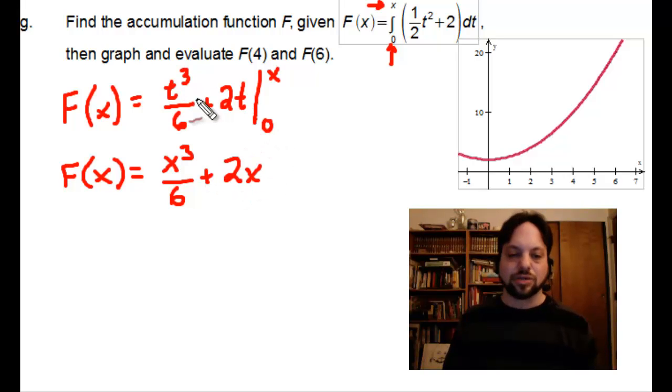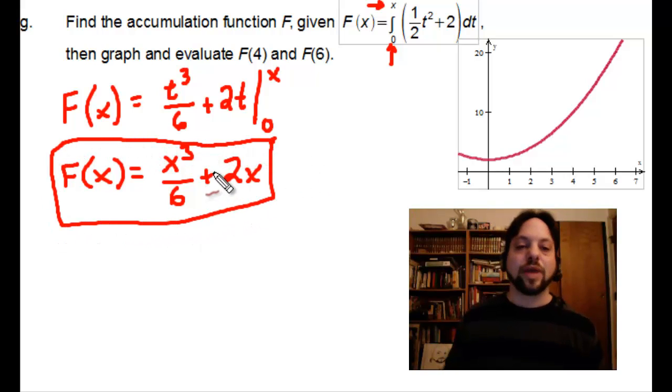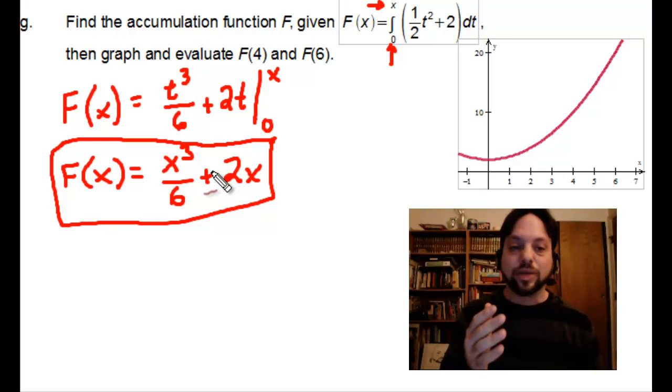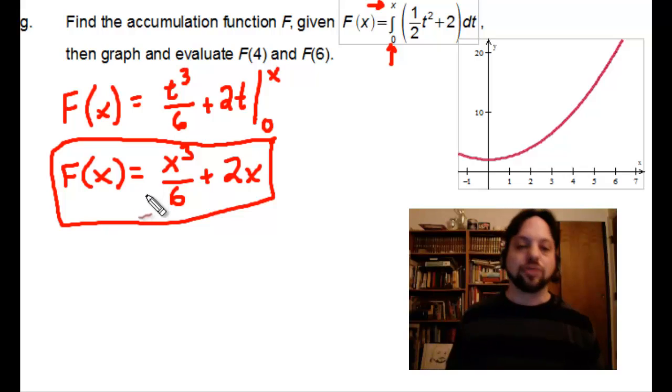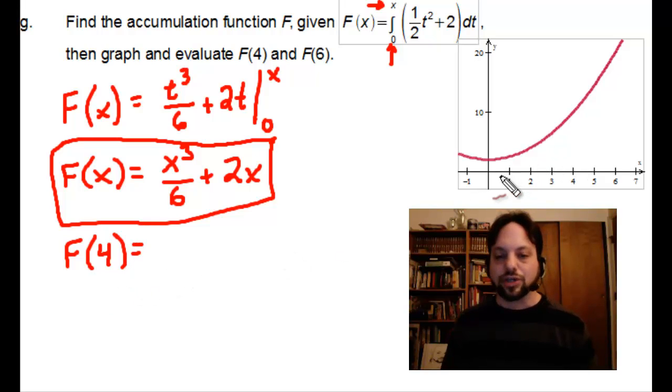When I plug in the zeros, they both won't equal anything, so I can just leave it as this. Now, this will evaluate the area of any region here that begins at 0 and proceeds up to the value of x. So if we want to find capital F of 4, let's first draw what that region looks like. It's going to start at 0 and go up to 4, which is right here. So what we're about to do is find the area of this red region.